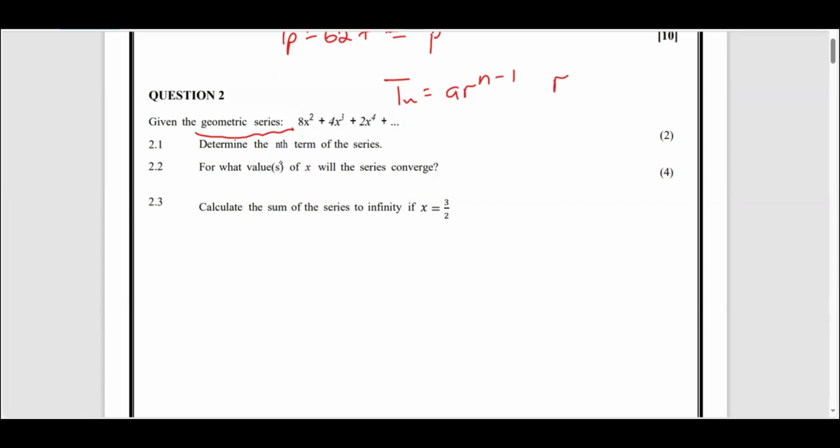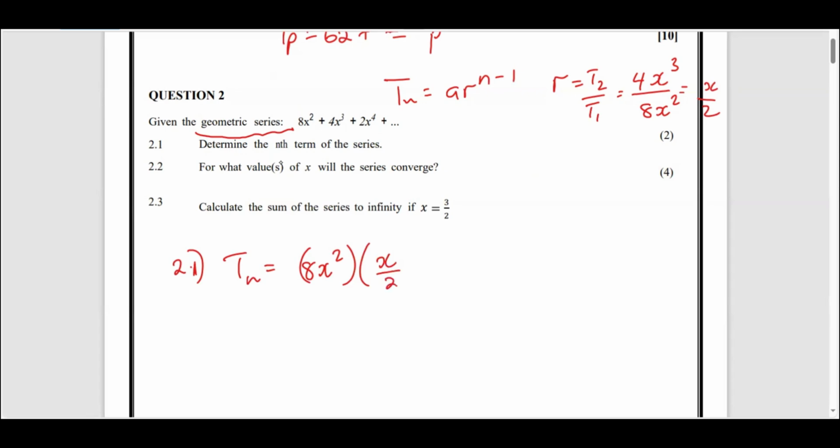For me to get r, I'll get my t2 divided by t1. So that is 4x cubed divided by 8x squared. When I simplify that, I only end up with x over 2. So this is my common ratio. To answer question 2.1, our Tn is going to be our first term, which is 8x squared, the common ratio x over 2 to the exponent of n minus 1. That's how we can express it.